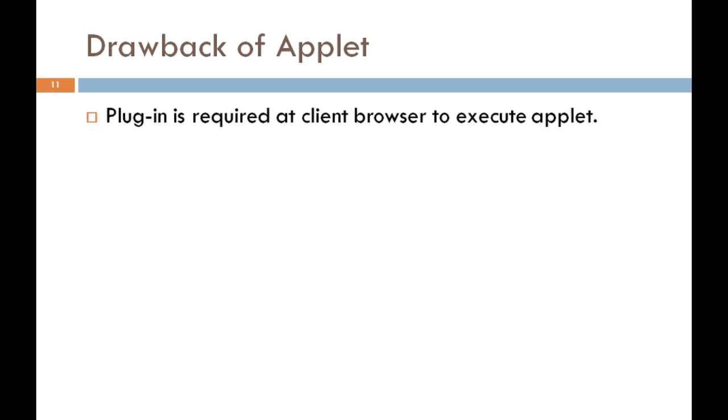Now we discuss about the disadvantage of applet or drawback of applet. The applet has only one drawback, and the drawback is plugin is required at a client browser to execute applet. That means applet requires some plugins which must be installed at the client side. So this is the drawback of applet.